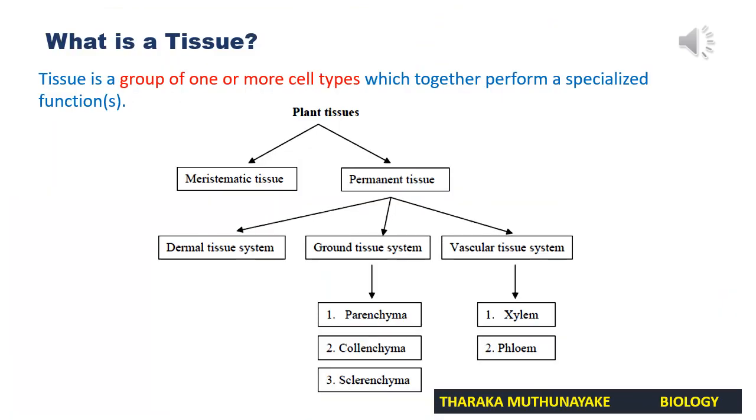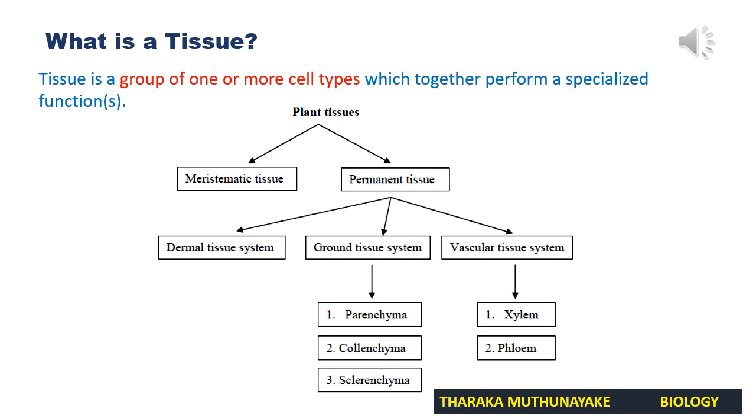First, we will discuss what a tissue is. Go to the definition in the slide. Here it says, tissue is a group of one or more cell types which together perform a specialized function or functions. Again, look at the definition. It says it's a group of one or more cell types. That means some tissues are made up of one cell type.